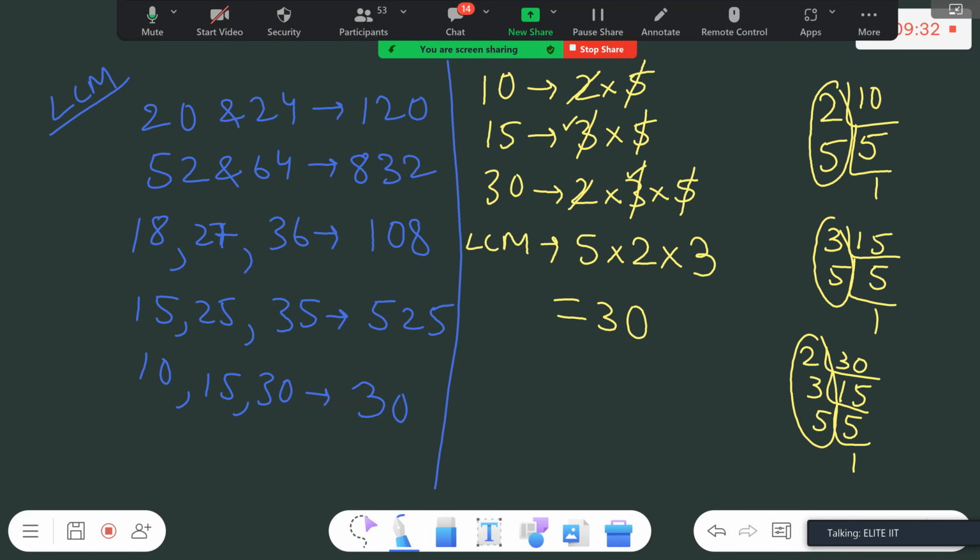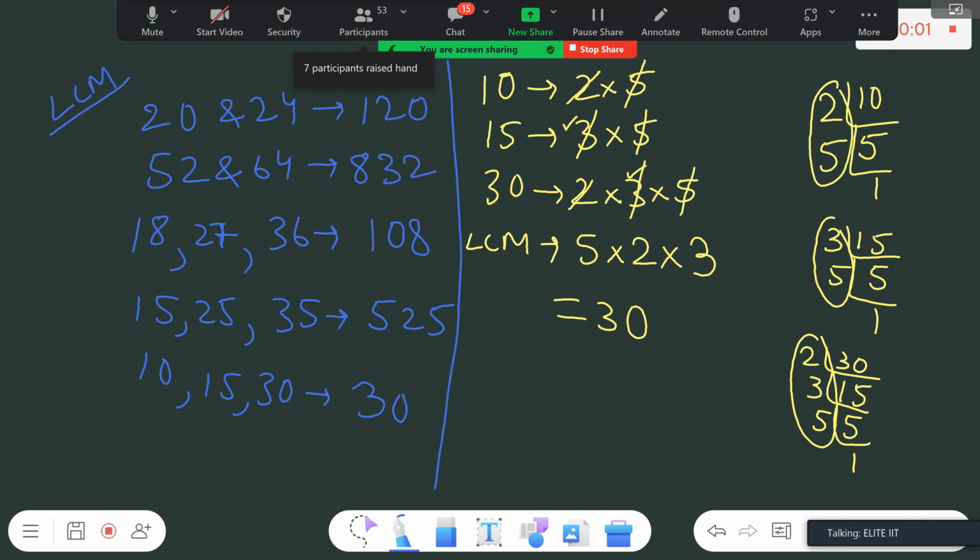Okay? Is this method clear, everyone? This takes a little more time, isn't it? But the next method, division method, will help you in finding the LCM quicker. And one other very interesting thing, if this question comes in exam, what is the LCM of 10, 15 and 30, you can quickly write the answer. How? Let us see.